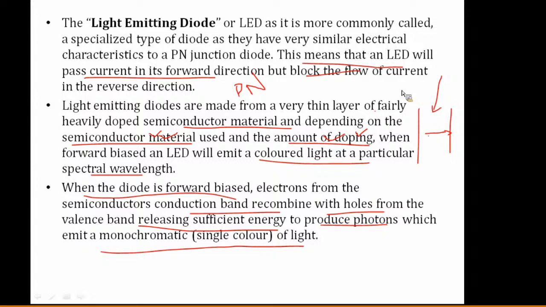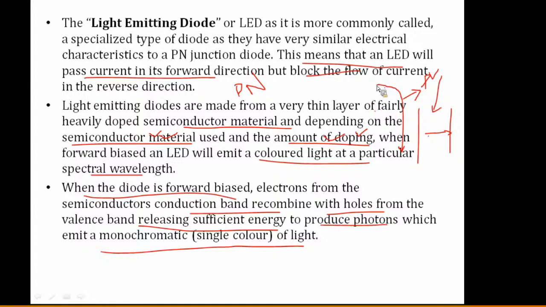Here, in the normal light emitting diode, when it is in forward bias, the electrons from the conduction band, when an electron falls from the conduction band to the valence band, it will release sufficient energy in the form of a photon. Whenever it releases energy in the form of a photon, the photon is nothing but your light energy. It is monochromatic light energy.